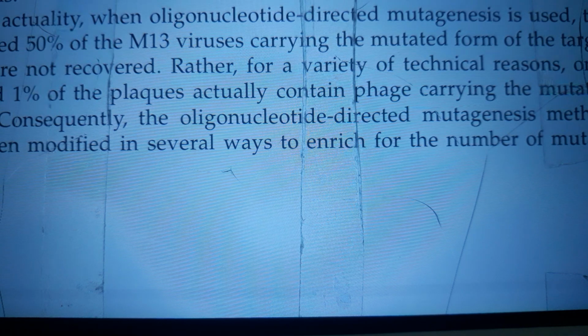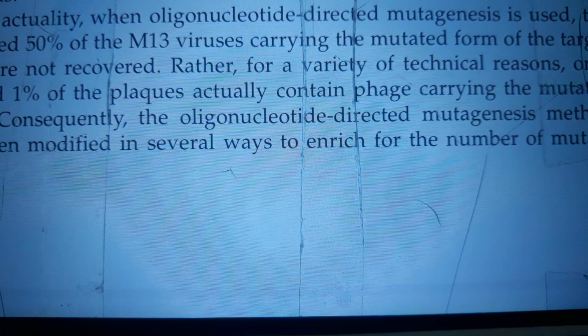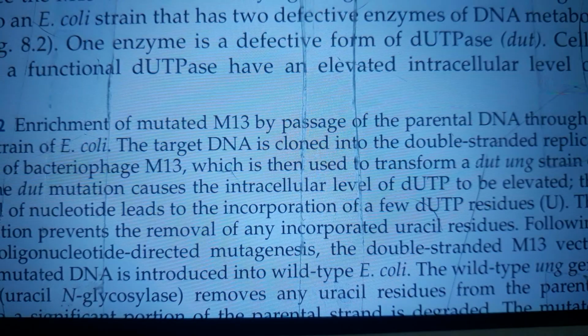actually contain phage carrying the mutated gene. Consequently, the oligonucleotide-directed mutagenesis method has been modified in several ways to enrich for the mutant phage plaques that can be obtained.